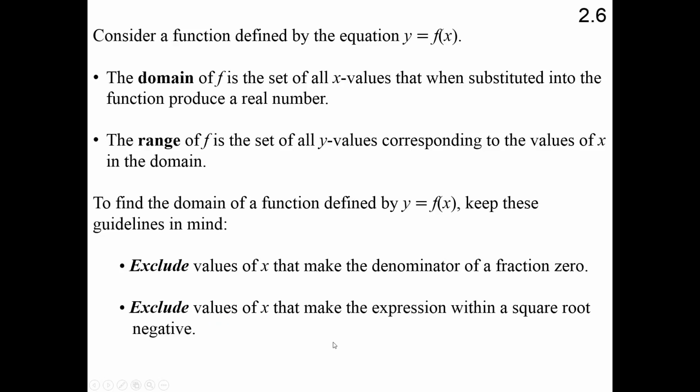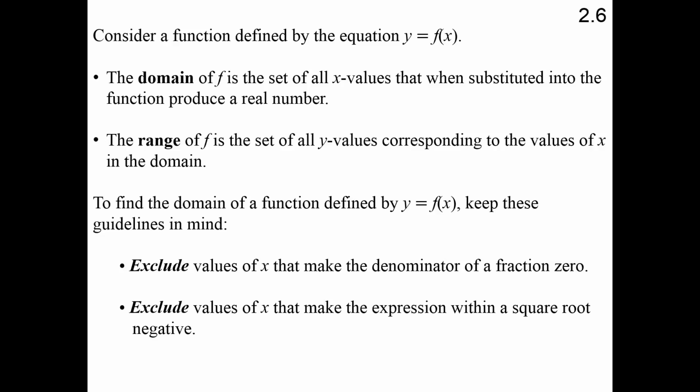The other thing to keep in mind is if you have a function that has a square root. A square root is only defined when what's inside the square root is positive or 0. The square root of 0 is 0, so the square root is actually defined at 0.